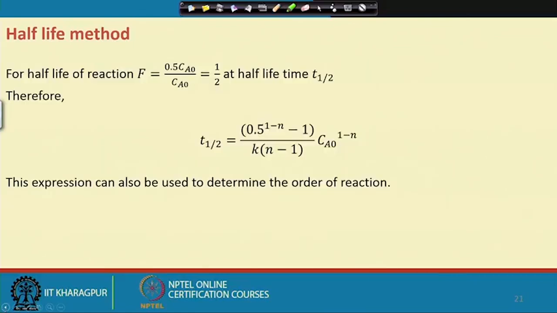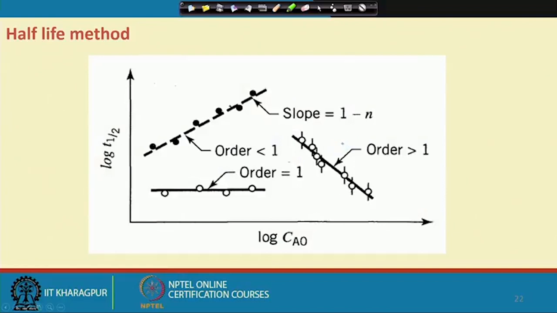Now, in case n is more than 1, then the exponent will be negative. More than 1 means negative, then t half will be inversely proportional to C_A.